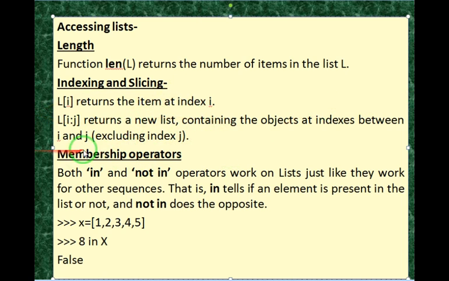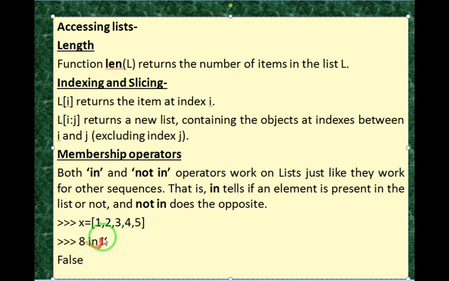Now coming to membership operators, there are two: in and not in. Both in and not in operators work on lists just like they work for other sequences. That is, in tells if an element is present in a list or not, and not in does the opposite of in. Suppose I have created a list with numbers 1, 2, 3, 4, 5. If I want to check whether 8 is in the list X, I write 8 in X, and it will display False because 8 is not present in the list.